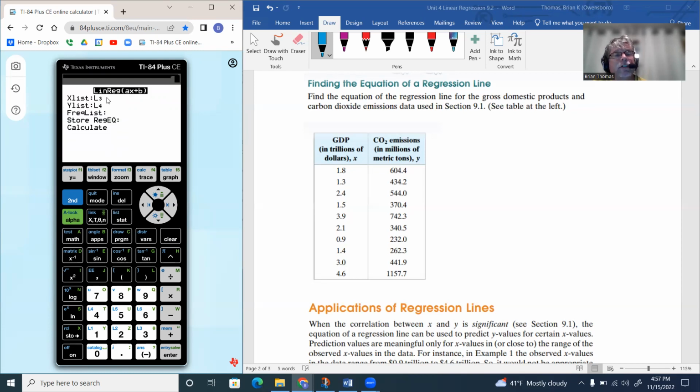Notice I can actually change mine back to L1 and L2 here: second L1, second L2. I don't think anything else we need to change there. Hit enter. So notice how we have this a and this b. In creating our regression line, we're going to have y equals mx plus b.